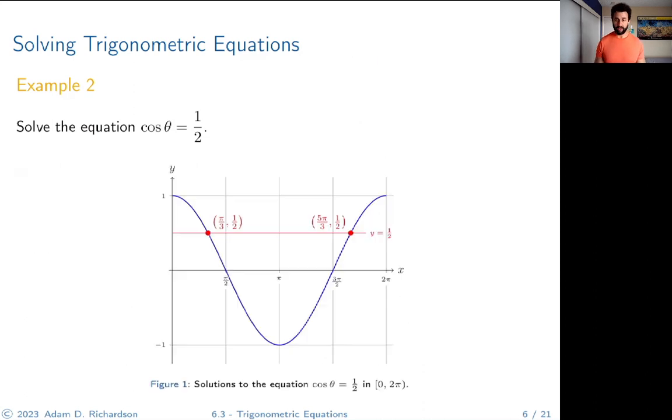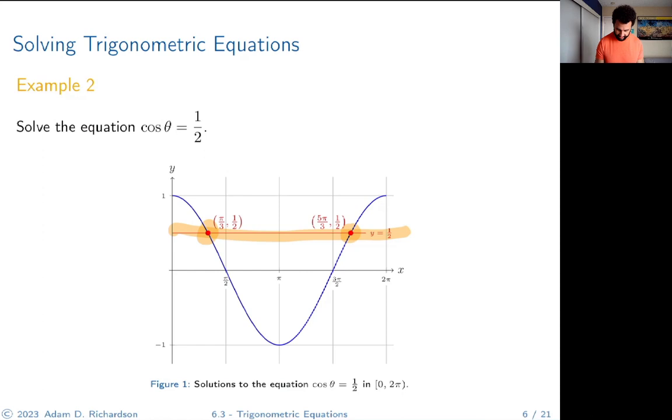And let's take a look at what a picture of that looks like. So here's the graph of cosine in blue. And if we plot the line y equals 1/2, we can see that it intersects the graph at these 2 points. Those 2 points correspond to the solutions that we were looking for.